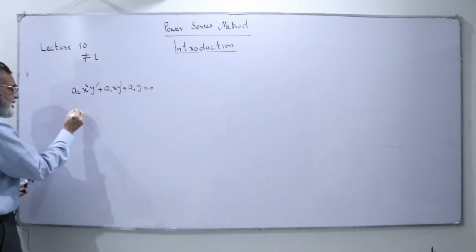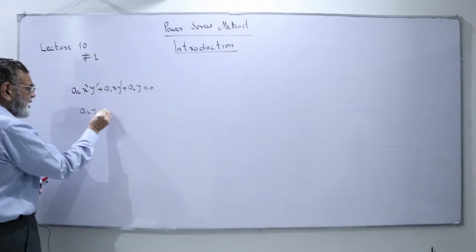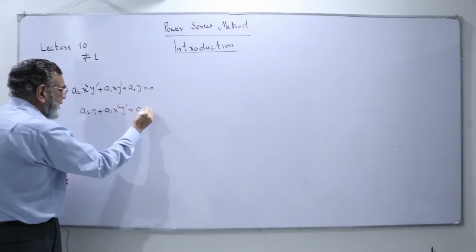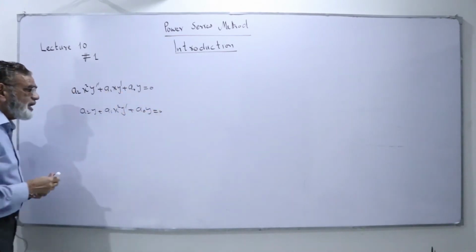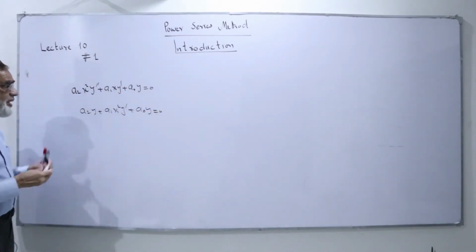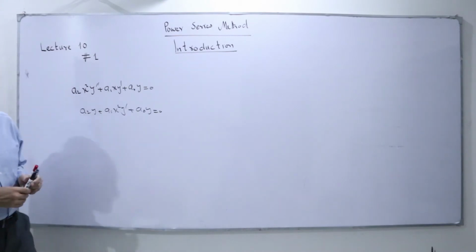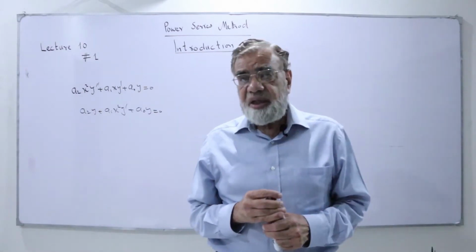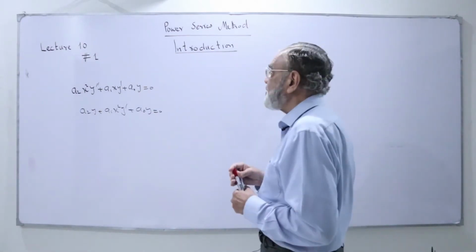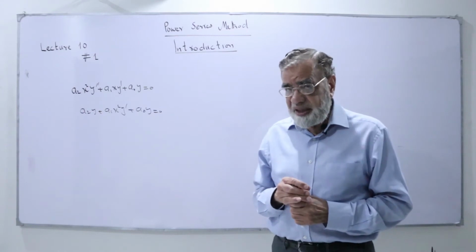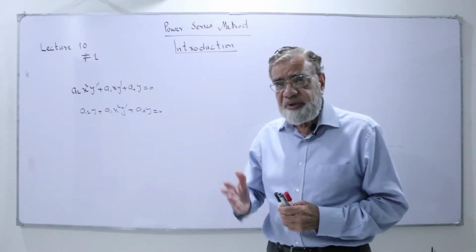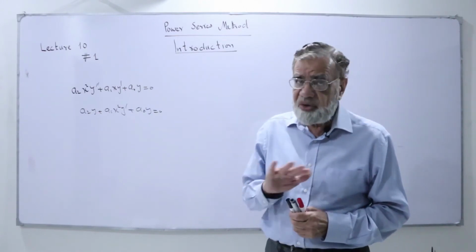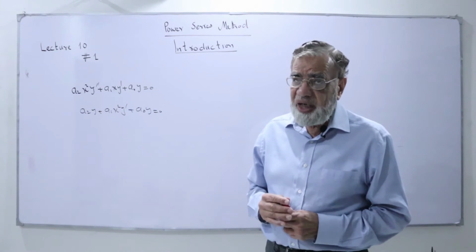If I have an equation like a2 y plus a1 x squared y dash plus a0 y equal to 0, we can't apply the Cauchy-Euler method for solving this problem, because this is not in the standard form of the Cauchy-Euler equation. For that, we have this method, the power series method. We can apply it to any type of differential equation: constant coefficient, variable coefficient in any form, homogeneous equation, non-homogeneous equation. So it's a standard method for solving all types of problems.